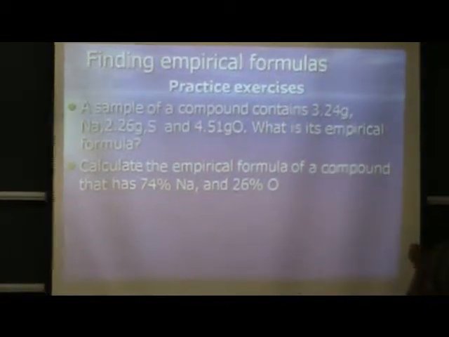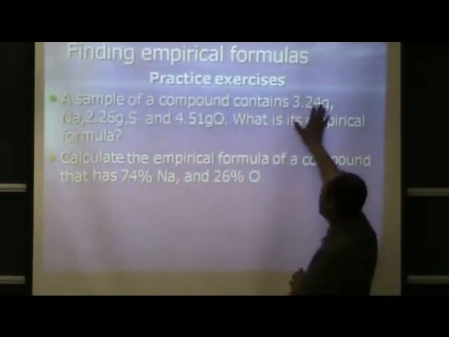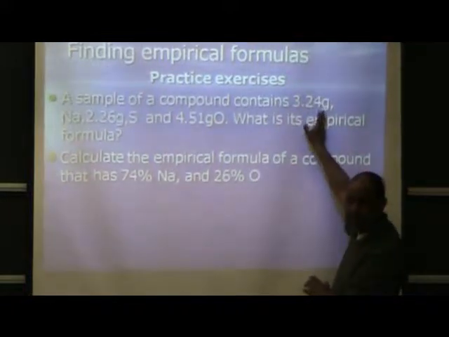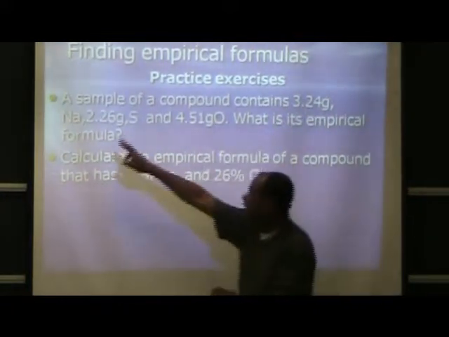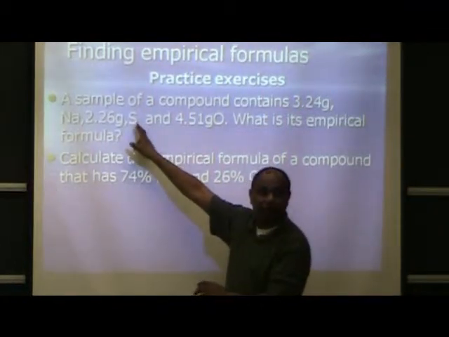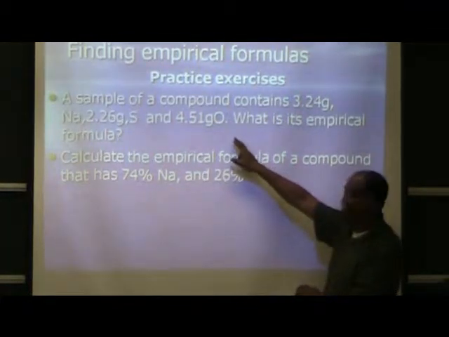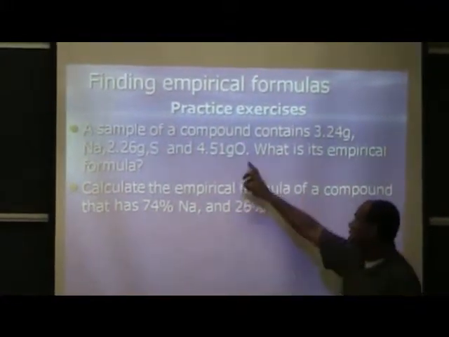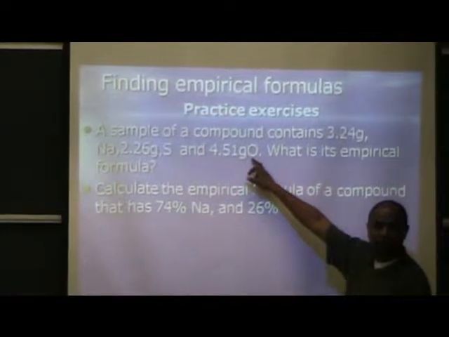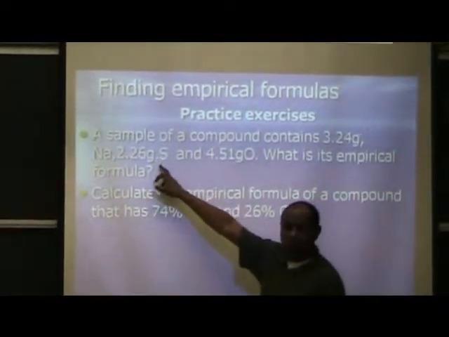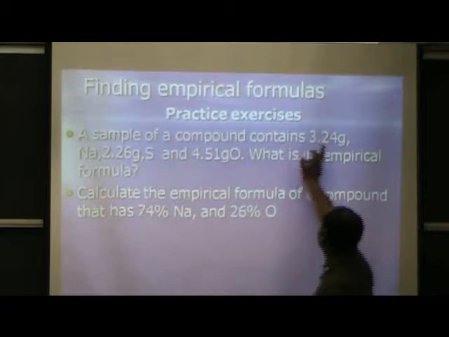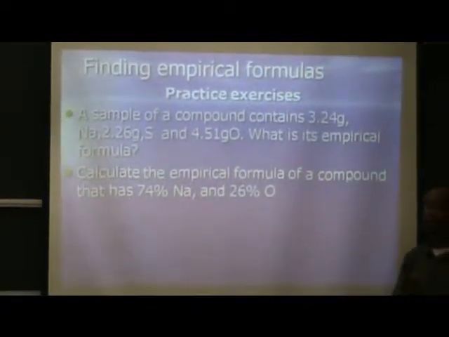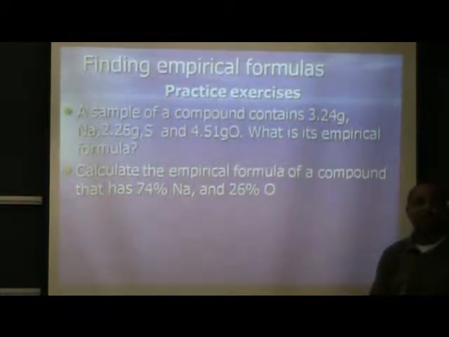What we need to do is, we have been given grams. Please listen carefully. We have been given grams: 3.24 grams of sodium, 2.26 grams of sulfur, 4.51 grams of oxygen. It was given to you. The very first thing we need to do is divide each amount by their respective atomic weights.